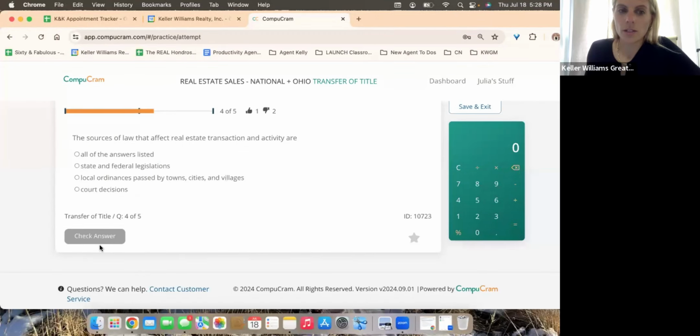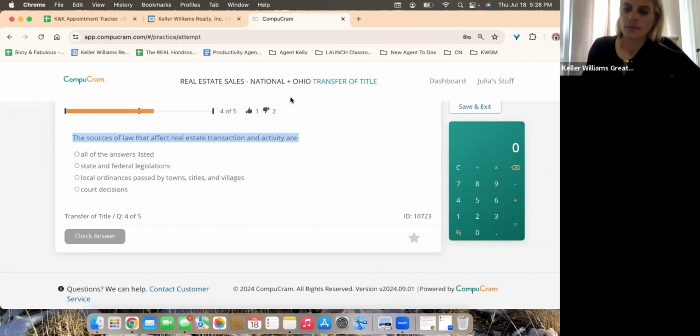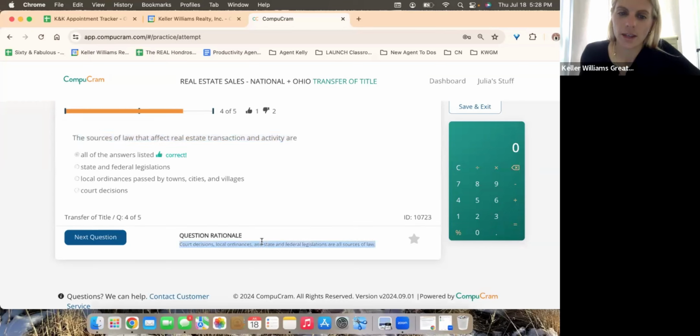Okay. The sources of law that affect real estate property and activity are A, all of the answers listed, B, state and federal legislation, C, local ordinances passed by towns, cities, and villages, or D, court decisions. All right, I got A. Good call. Yep, and that is correct.